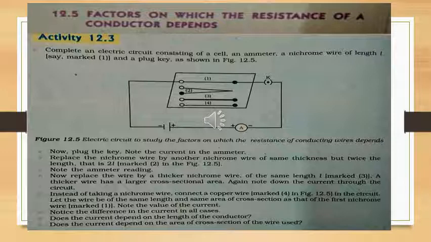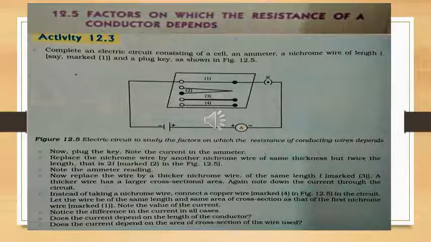Now complete an electric circuit consisting of a cell, ammeter, nichrome wire of length L, marked with L, and a plug key as shown in the figure. 4 different lengths are used. Now plug the key and note the current in the ammeter when the nichrome wire is connected. Now replace that nichrome wire with another nichrome wire of same thickness but double the length. See in figure 2, the length is double. Now again note the ammeter reading.